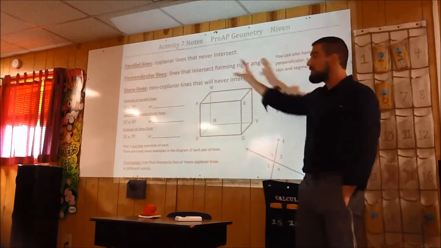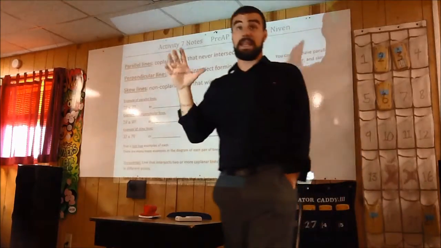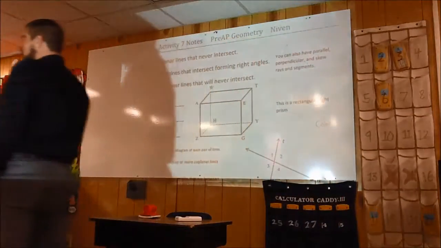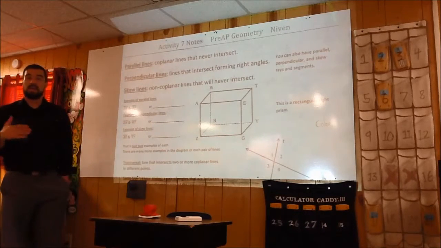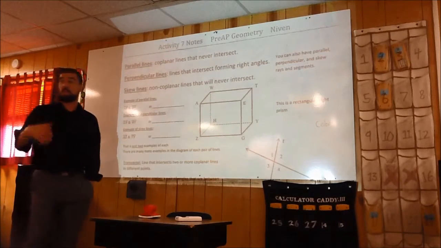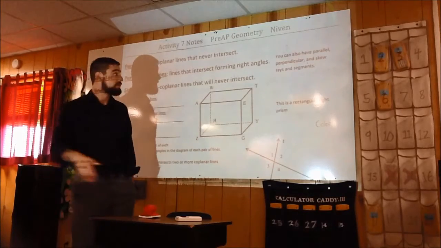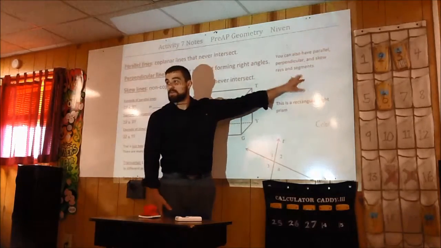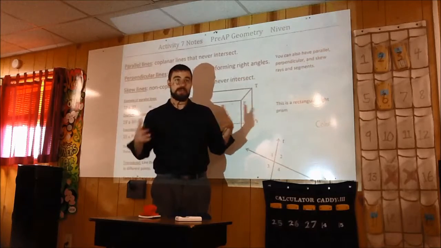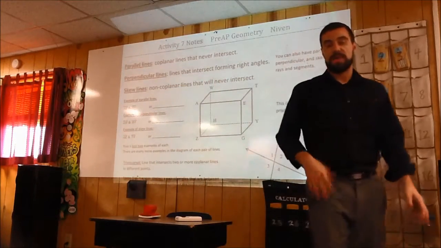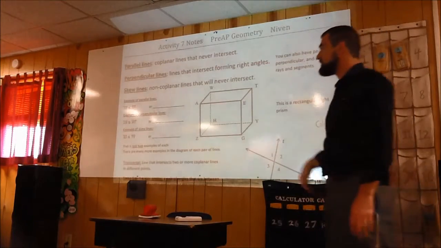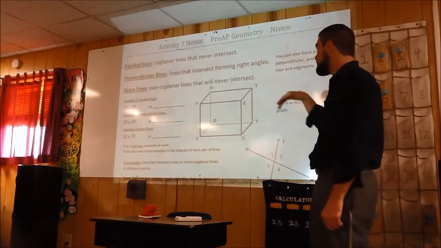But remember, even though this definition says lines in particular, these also, like parallel, perpendicular, skew, also apply to pieces or parts of lines, like rays and segments. So you can also have skew segments, skew rays, and parallel segments and parallel rays, and so on and so forth. So don't forget about that. This isn't just exclusive to lines.